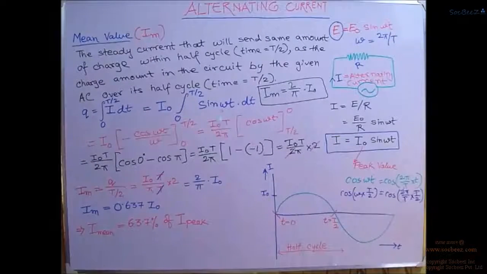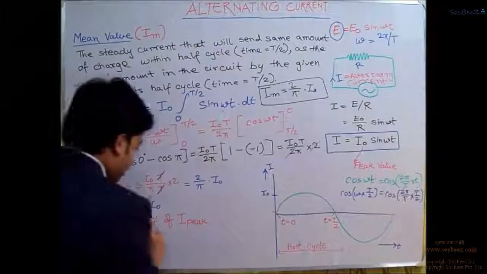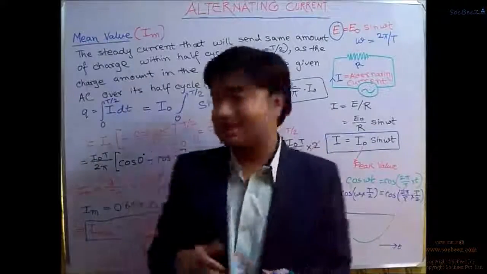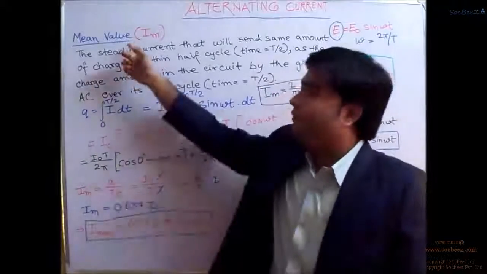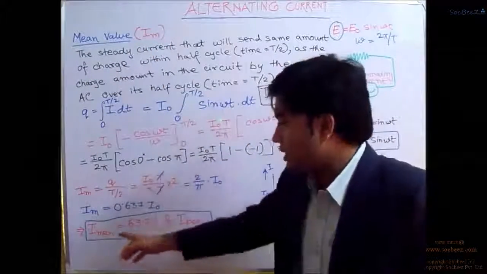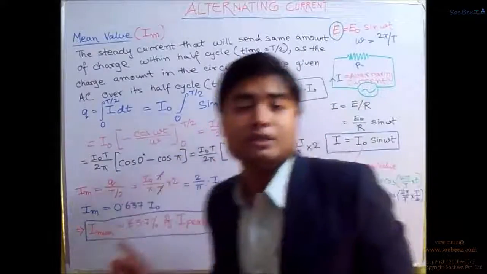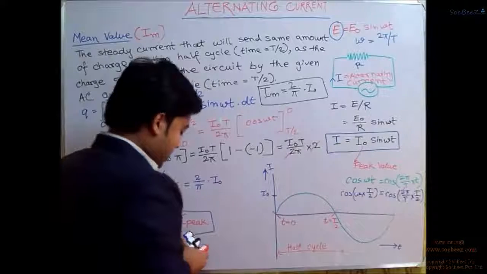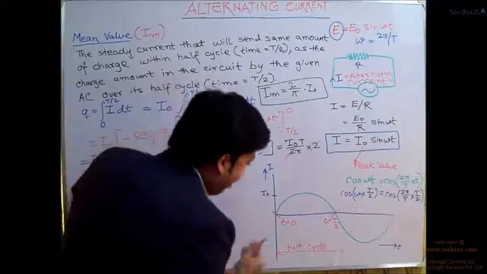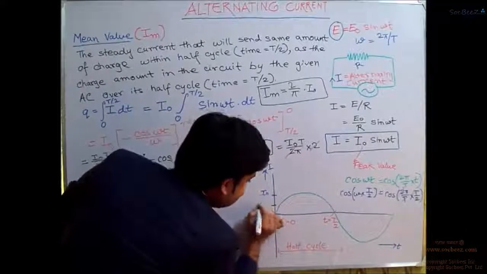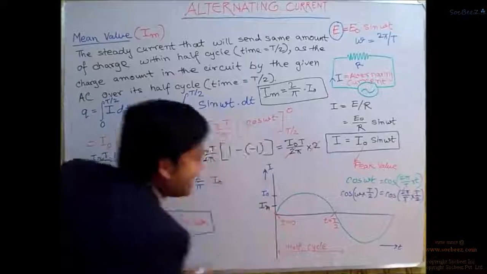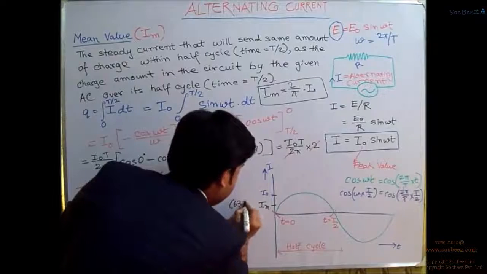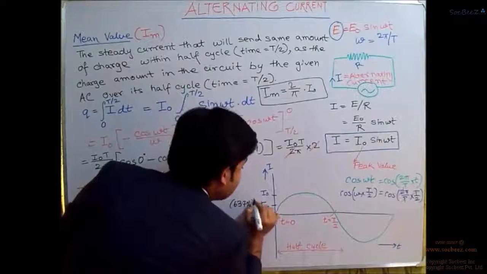So now we have reached a conclusion, the relationship that the mean value of this alternating current is equal to 63.7% of the peak alternating current. So if this is I naught, we could find a point somewhat like this. This will be equal to I_m now, right? And this I_m will be 63.7% of this I naught.